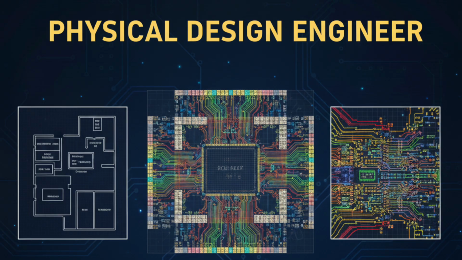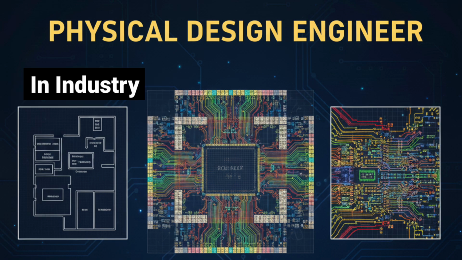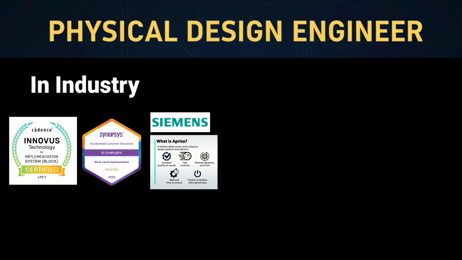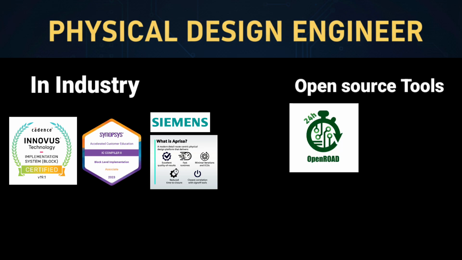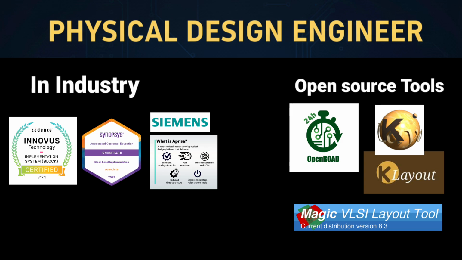Now comes physical design. Physical design is another area where people feel lost. Floorplanning, placement, routing, and so many tools. In companies, physical design engineers use Innovus, ICC2, or Aprisa. But if you just want to understand how a chip is built physically, tools like OpenROAD, Magic, and KLayout are more than enough. They help you see the complete flow from RTL to layout.